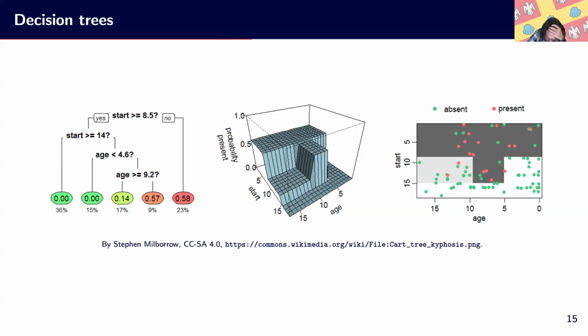We can see on the middle and on the right side the representation of the input space versus the decisions. In the middle in 3D, and on the right, the regions are split in the domain.